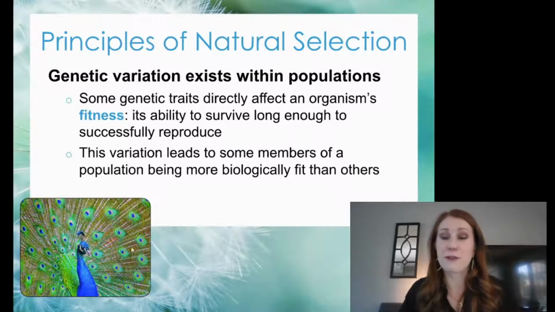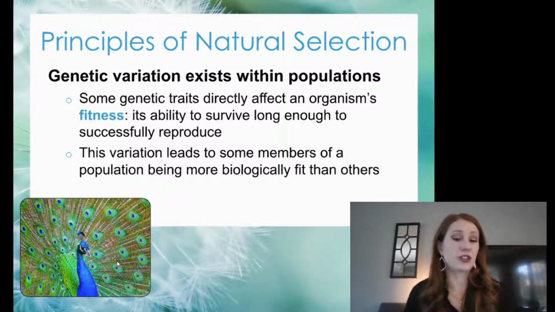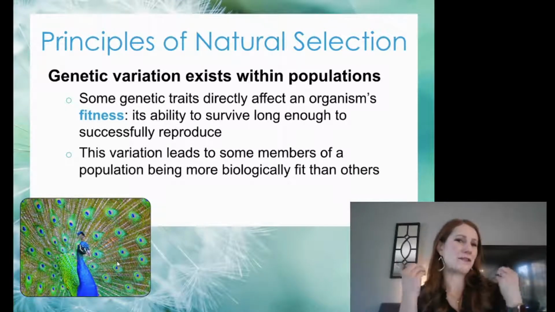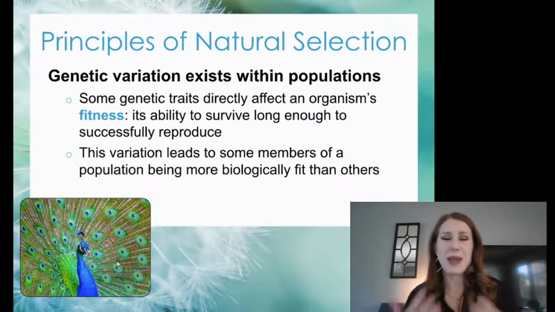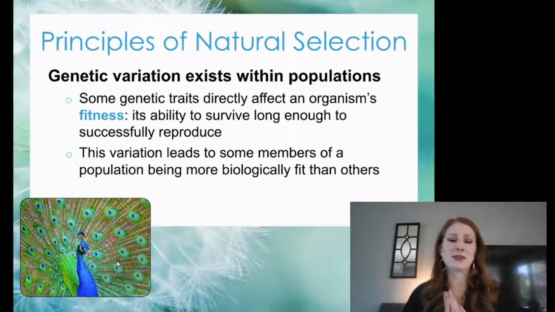These brightly colored feathers are actually attraction for their mates. So they are trying to attract a mate so that they can reproduce. If they do not have as pretty of colors or they don't have as many feathers, the female peahen may not be attracted to them.